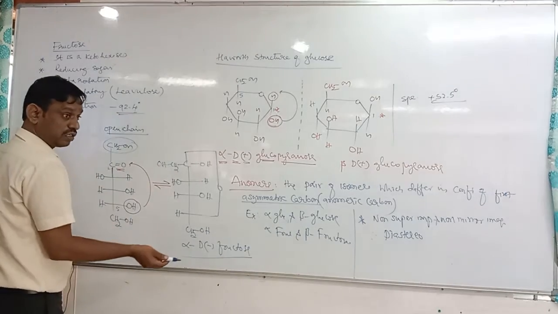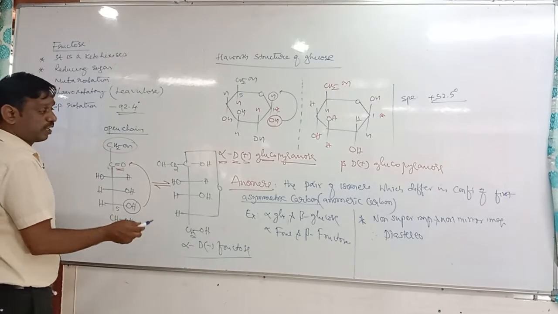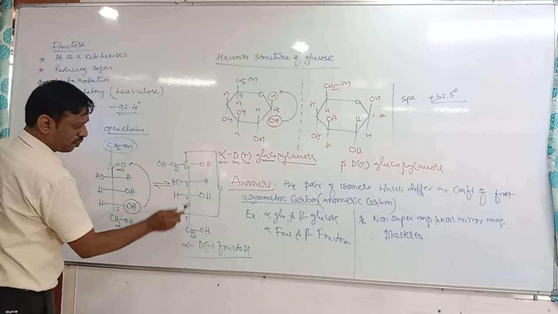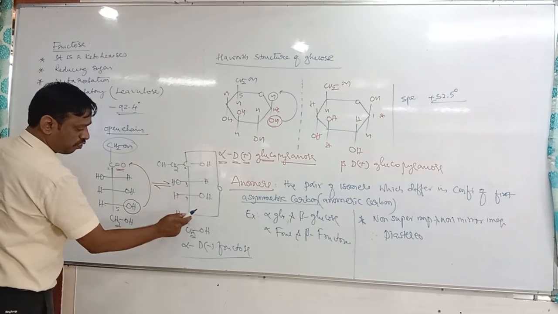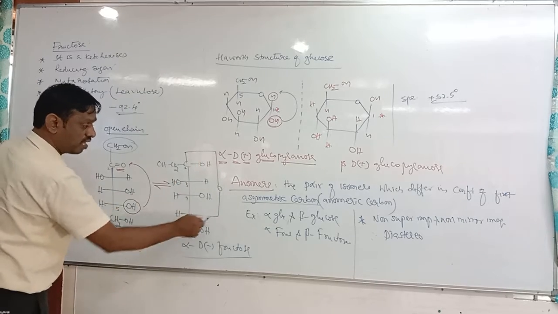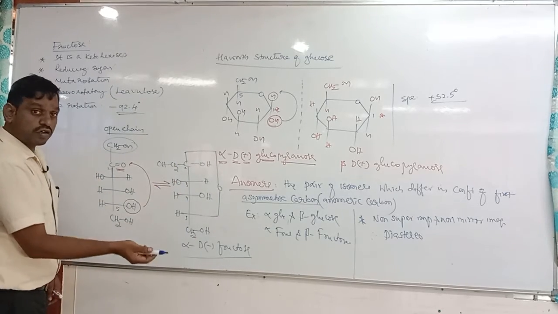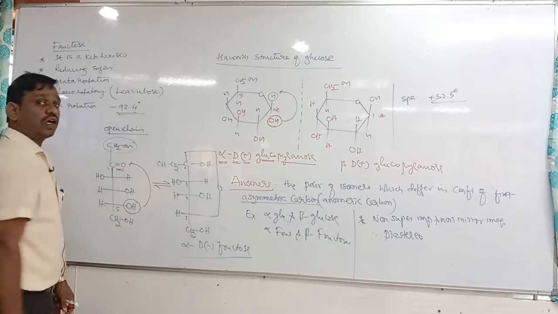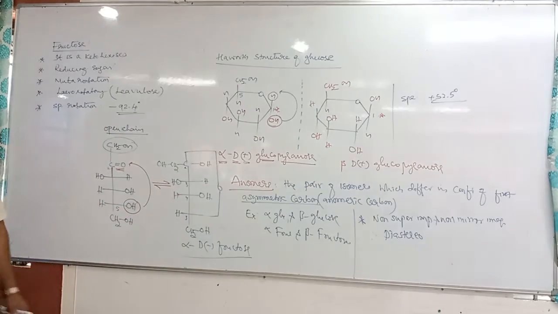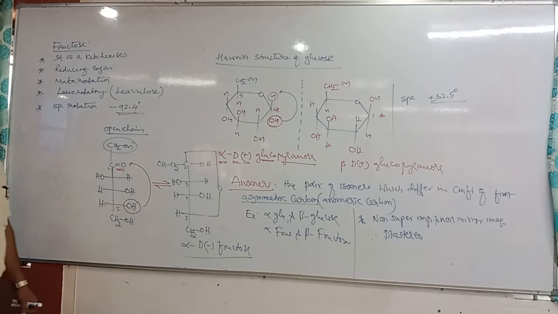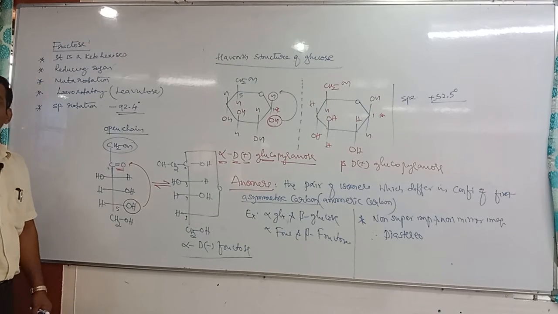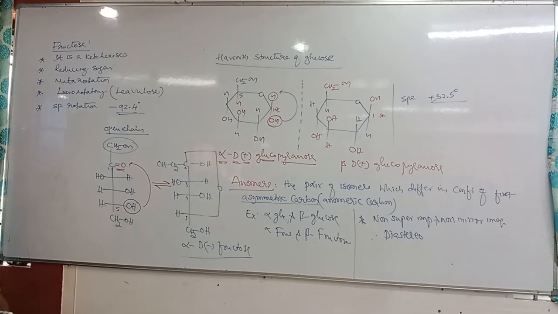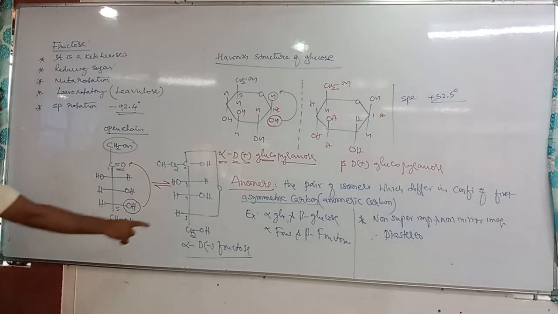Now this fructose has which membered cyclic ring? 1, 2, 3, 4, 5. So this ring has 5 atoms. Out of 5 atoms, 4 are carbon, 1 is oxygen. Therefore, the difference between glucose and fructose is that glucose has a 6-membered ring which is called pyranose, but fructose has a 5-membered ring which is called furanose. So it is alpha.